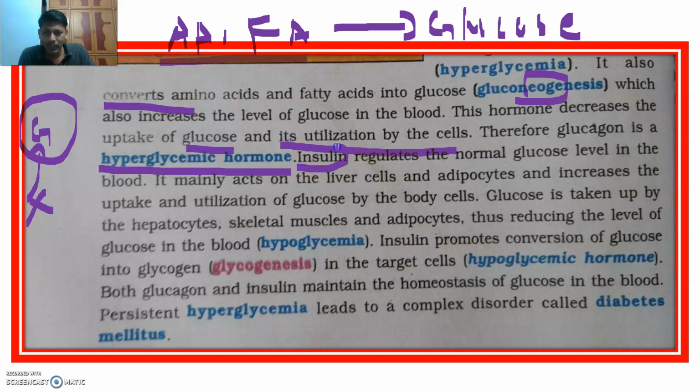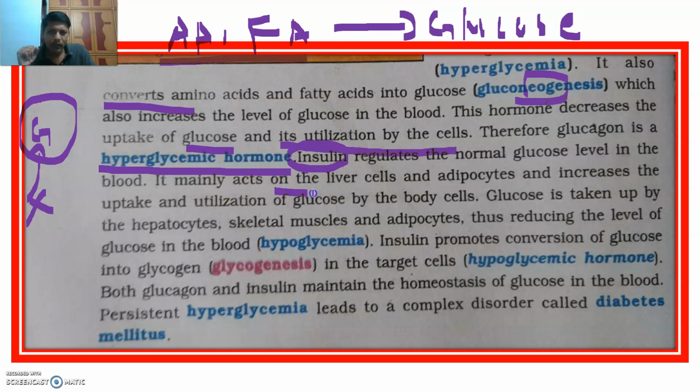Now come to the second hormone. What is this one? Insulin. Insulin regulates the normal glucose level in the blood. It maintains this every day in our body. Insulin maintains normal glucose levels by decreasing glucose levels in our blood.